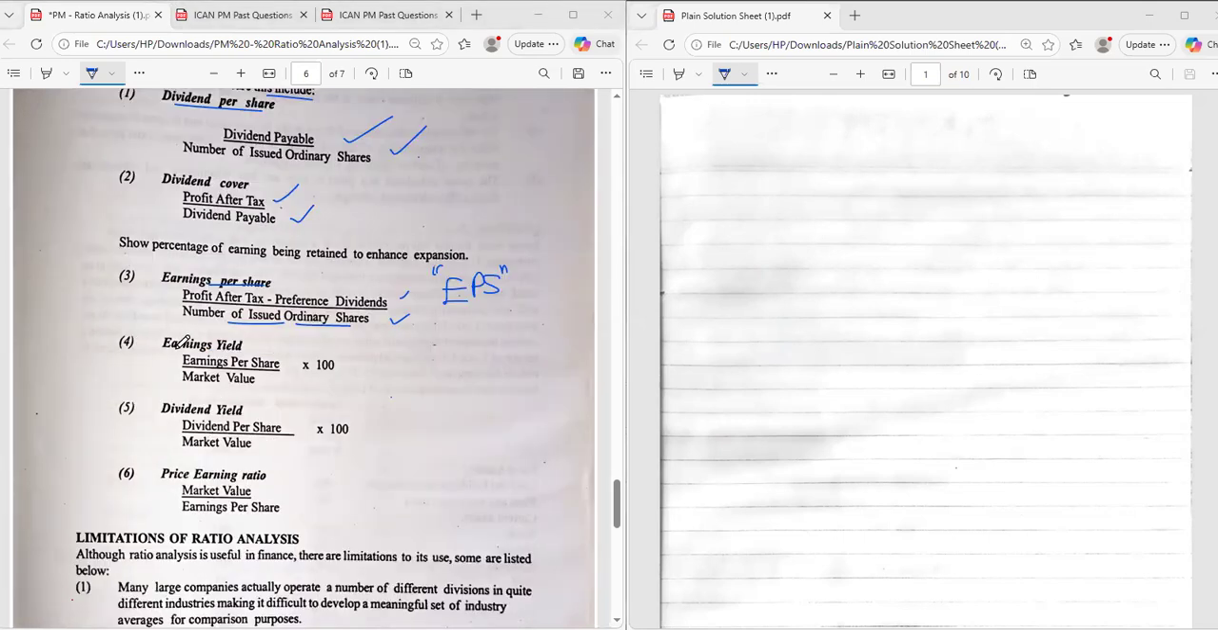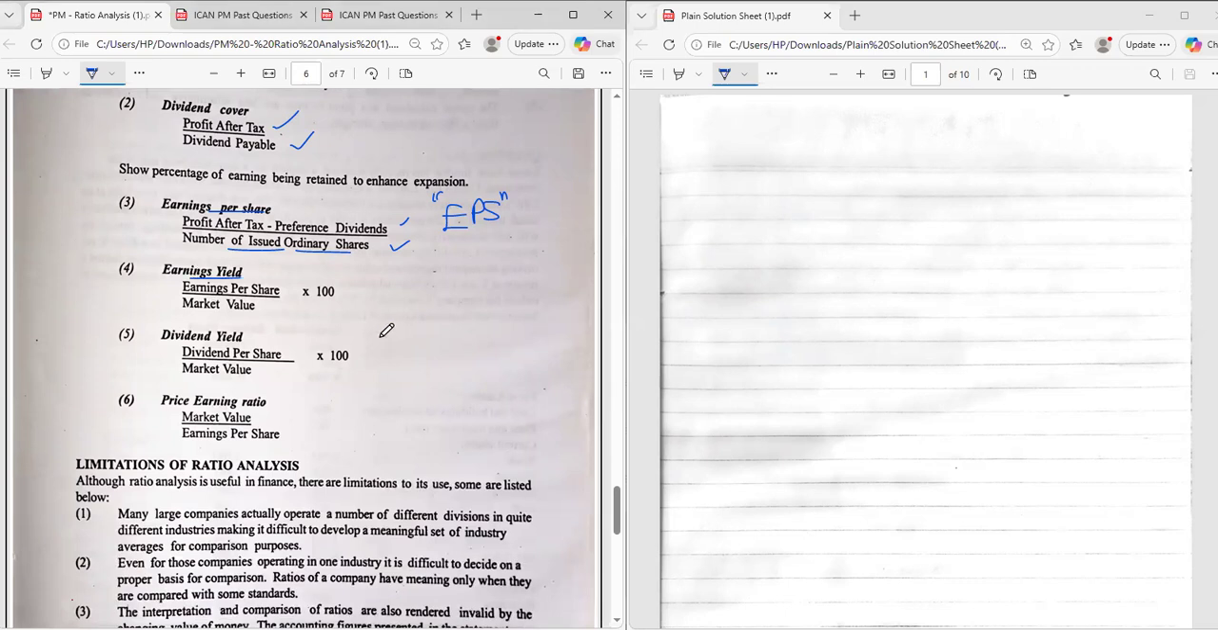Okay. Earnings yield. When you hear the word yield, anytime you are saying yield, just know that market is involved. So earnings yield, you are talking about earnings per share. So you must have calculated your EPS before you can calculate your earnings yield. So your earnings per share has a relationship with the market value. Then multiply it by 100, you get that.